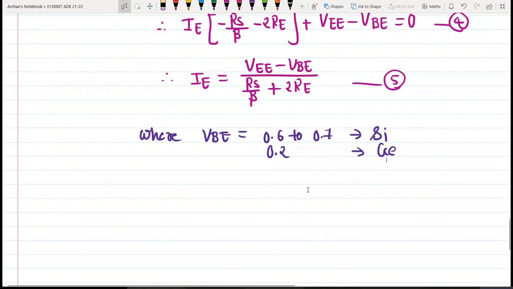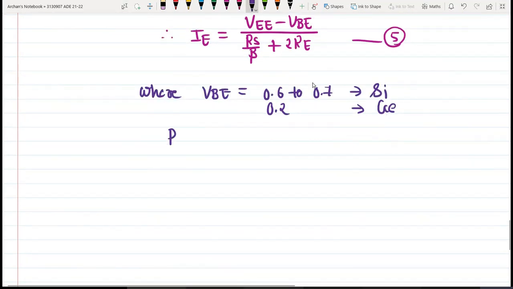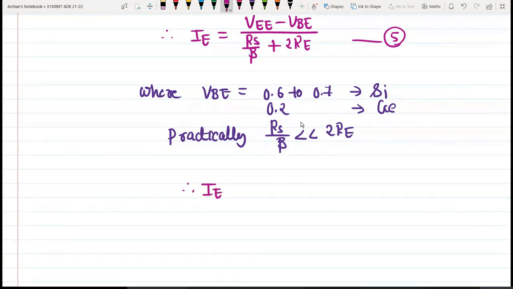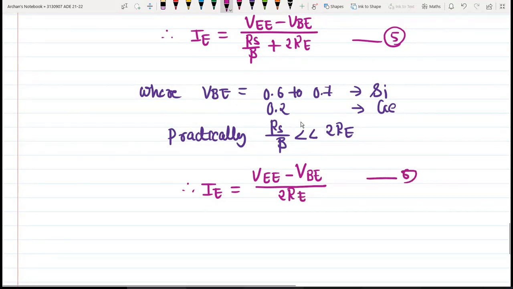Okay, and we also know that this ratio RS upon beta will be very much less than 2RE. Okay, so practically, RS by beta will be very much less than this parameter 2RE. So now the value of IE would be VEE minus VBE upon 2 times RE.